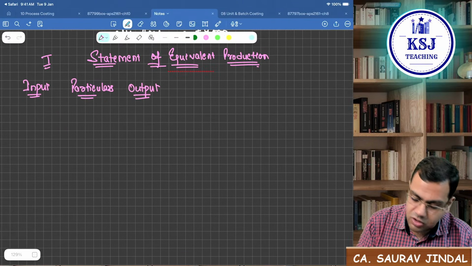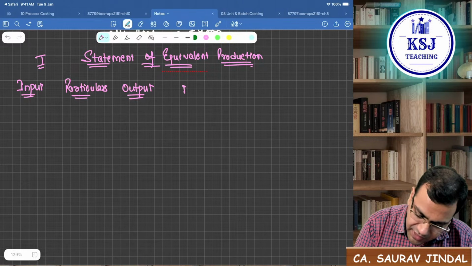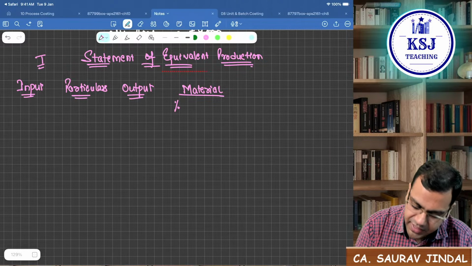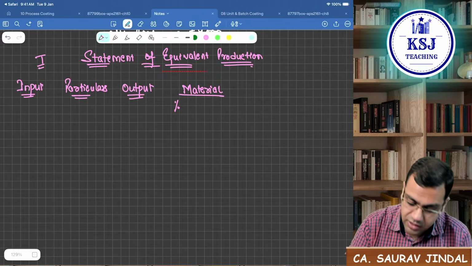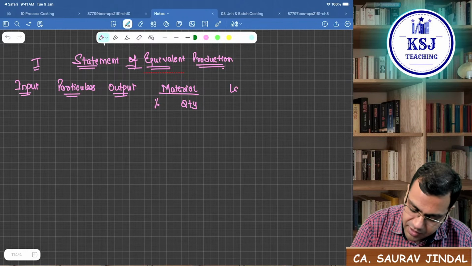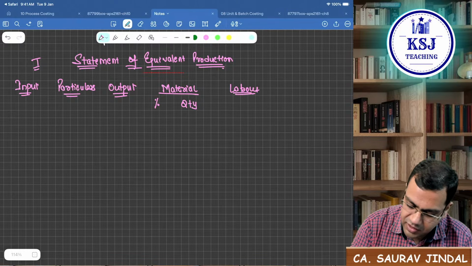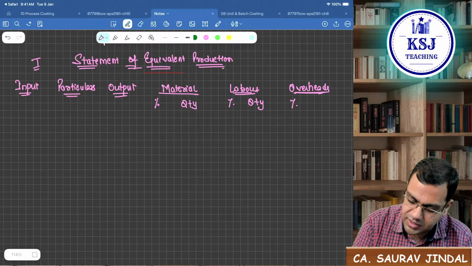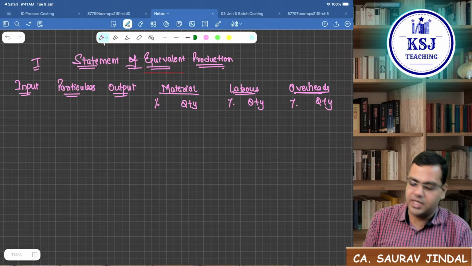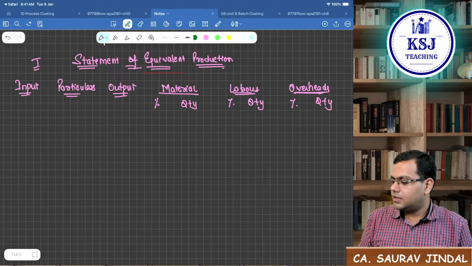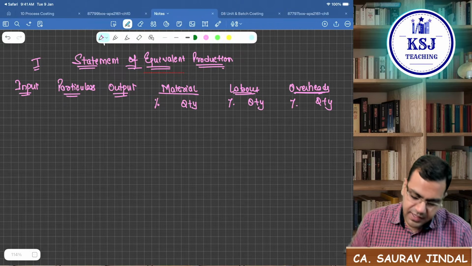Then we will write all the cost. Then we will write material cost. In the material cost, we'll make two columns. One is the percentage, that is your degree of completion. Another column will be quantity. Similarly, the next column will be labor cost. Again, for labor, degree of completion and quantity. Similarly, you will take overheads. That is percentage, degree of completion and quantity. Okay.